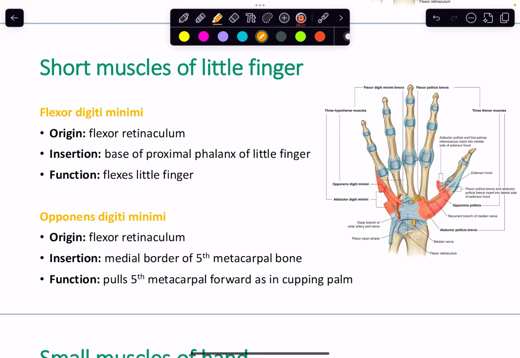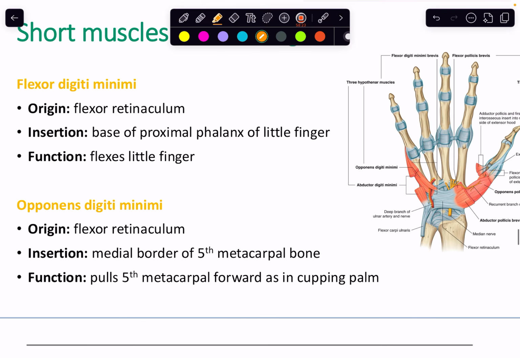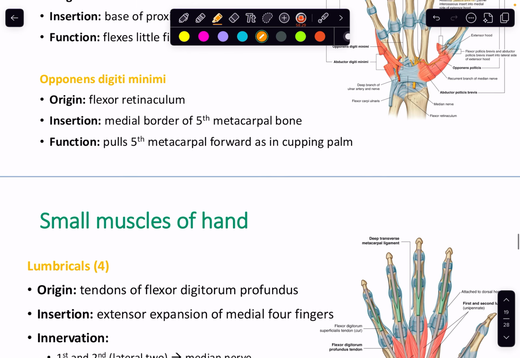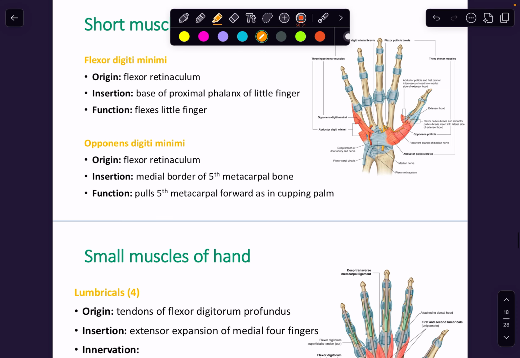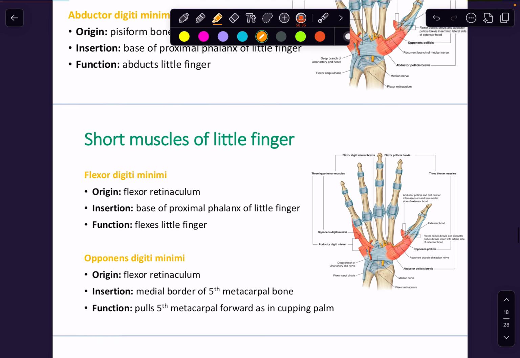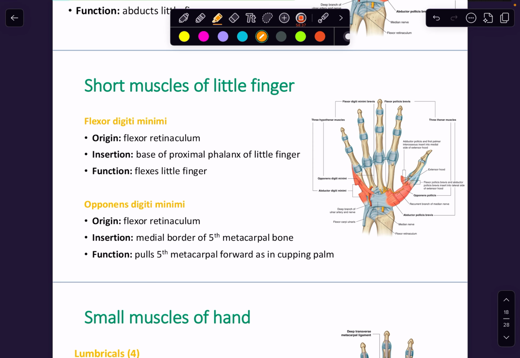Flexor digiti minimi, opponens digiti minimi. Opponens of any origin, flexor retinaculum, but for opponens, because they are opposing, they are actually on the shaft of the metacarpal, right? So opponens digiti minimi, medial border of the fifth metacarpal bone. Blame anyone. Can't I? Okay, man.